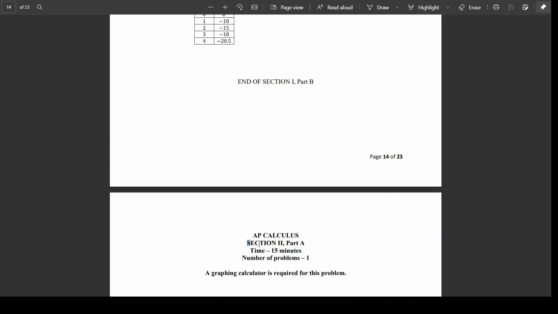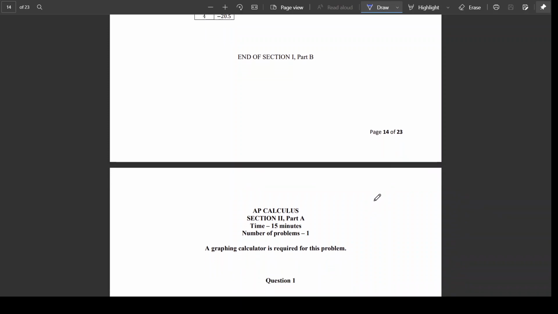So section 2 part A is the calculator free response. As you can see here, a graphing calculator is required for this problem. You cannot do it without a calculator. So without further ado, let's get started. Look at question 1.